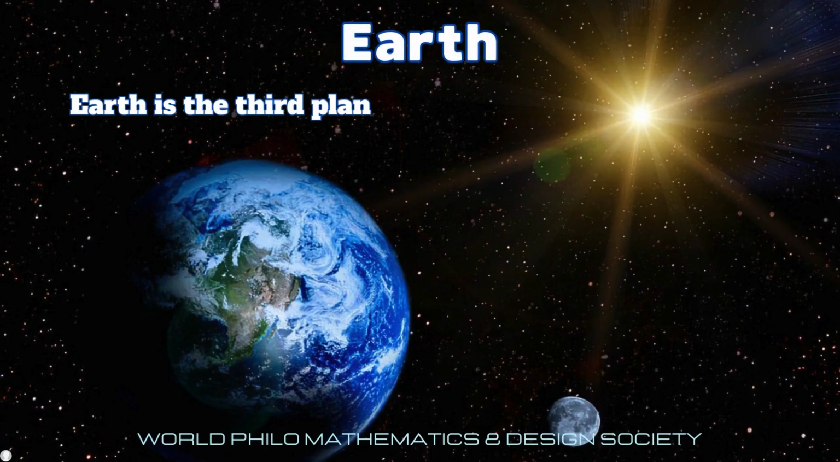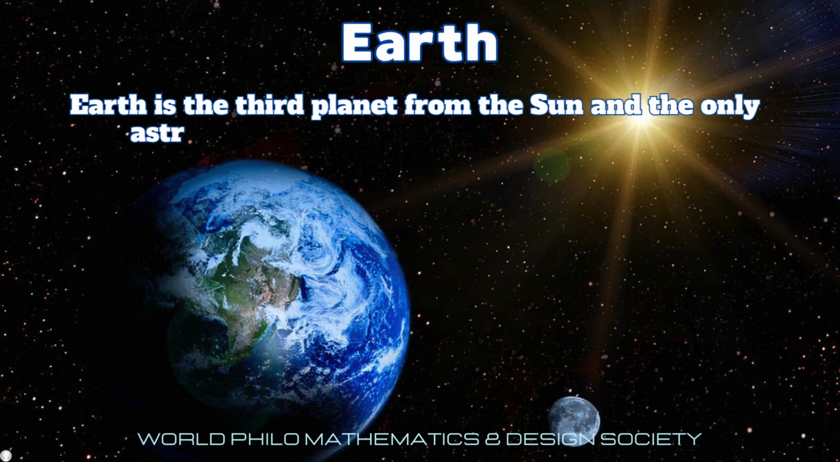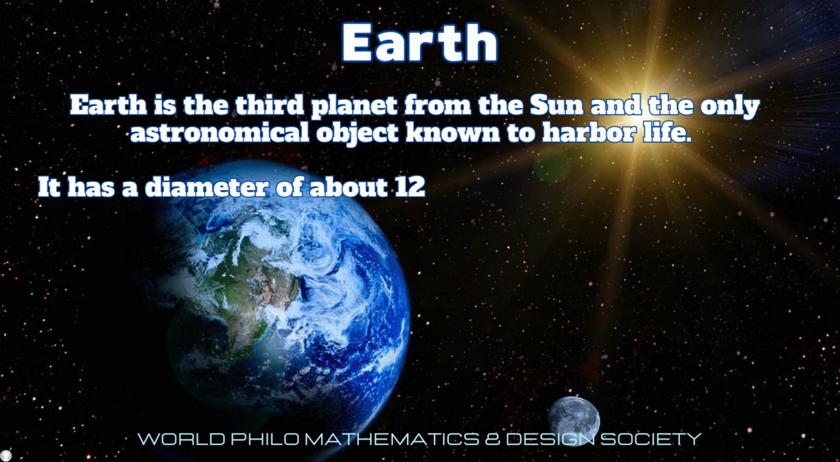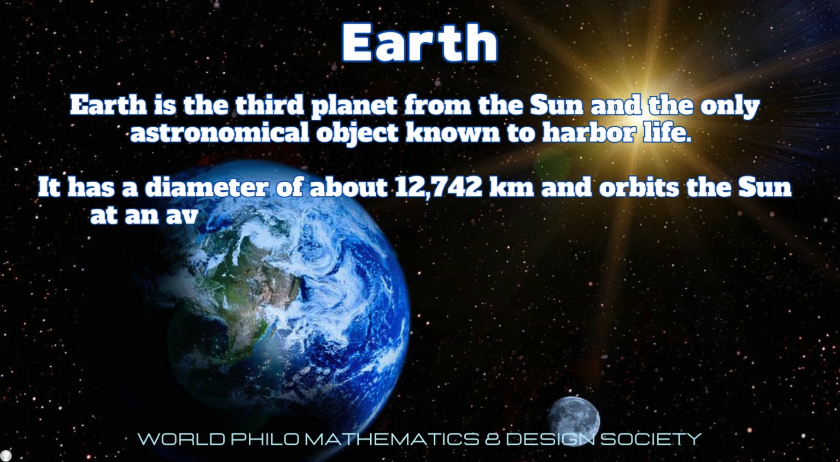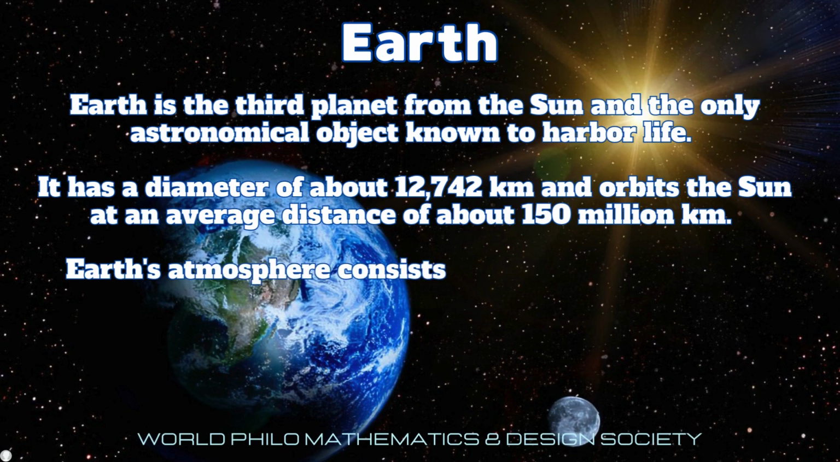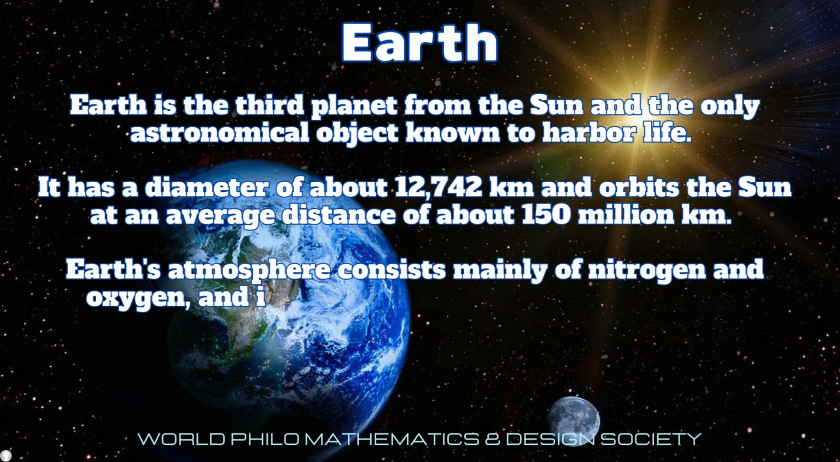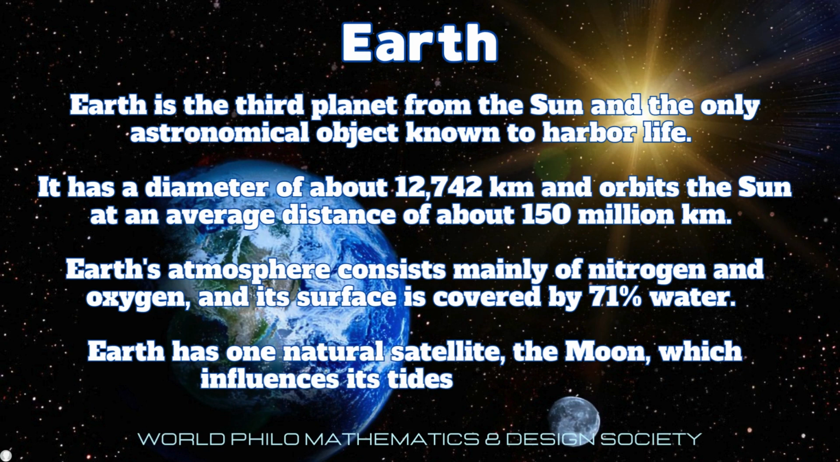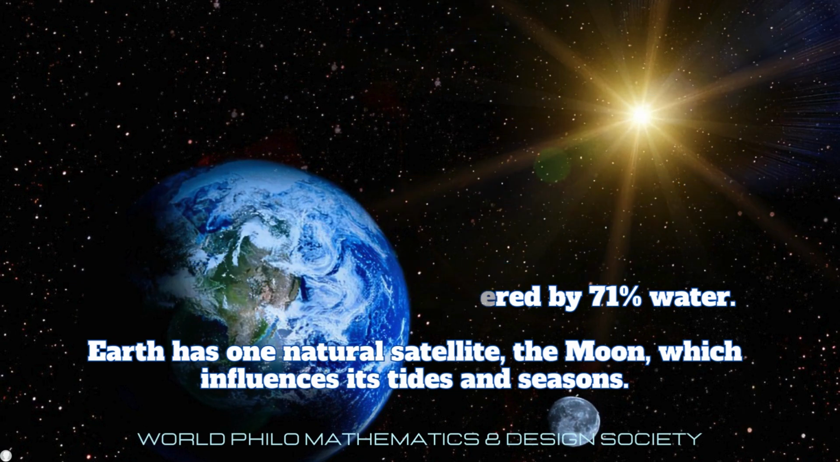Earth is the third planet from the Sun and the only astronomical object known to have life. It has a diameter of about 12,742 km and orbits the Sun at an average distance of about 150 million km. Earth's atmosphere consists mainly of nitrogen and oxygen, and its surface is covered by 71% water. Earth has one natural satellite, the Moon, which influences its tides and seasons.